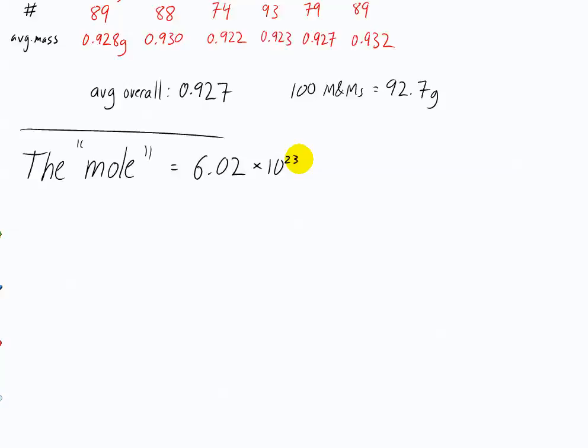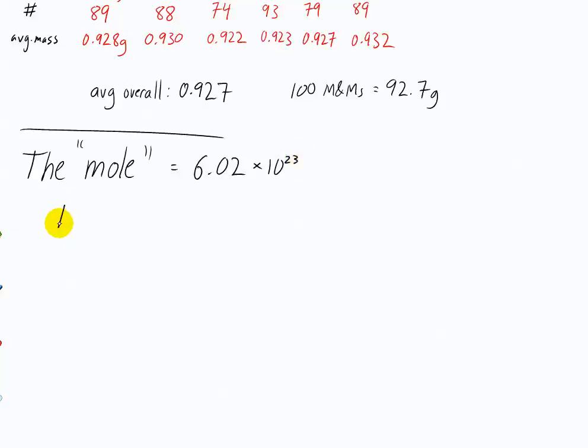A mole of baseballs would be about the mass of the Earth. Okay? So huge, huge number. A mole of drops of water, which are small, is about the amount of water in all the oceans. So again, this is only a useful number when dealing with incredibly small things like atoms and molecules. But this is how it's useful.